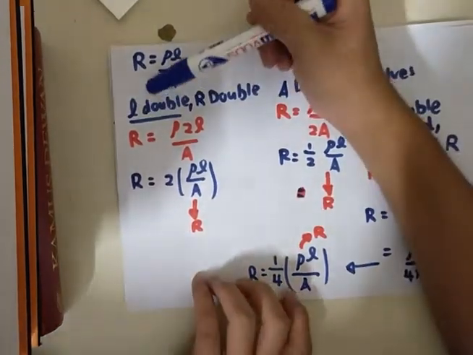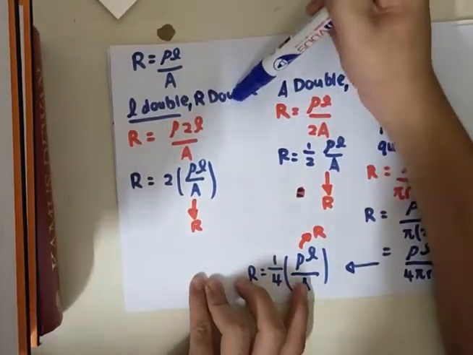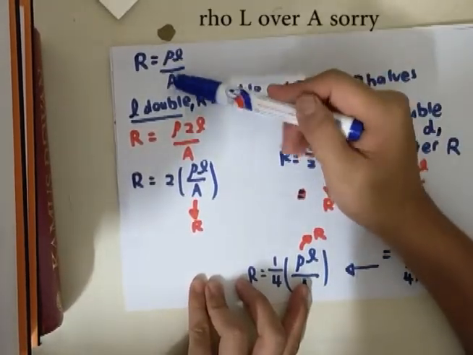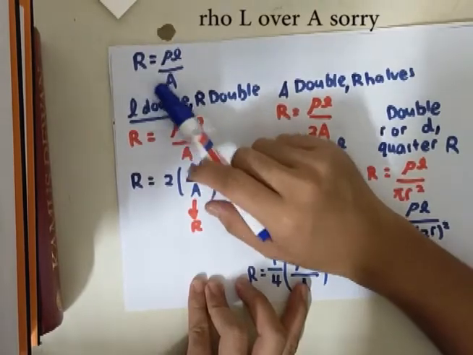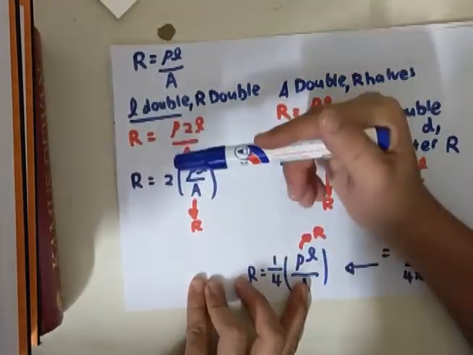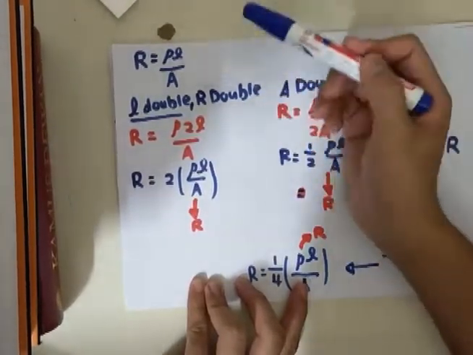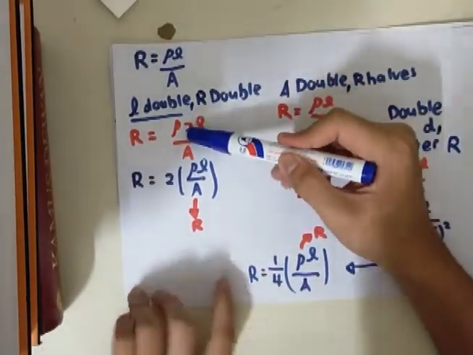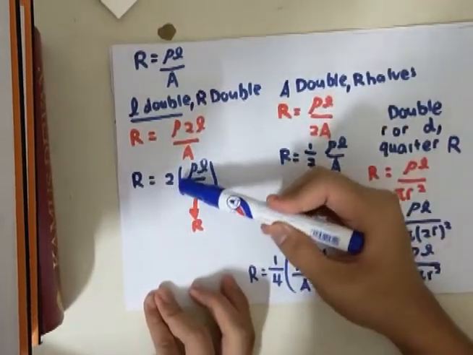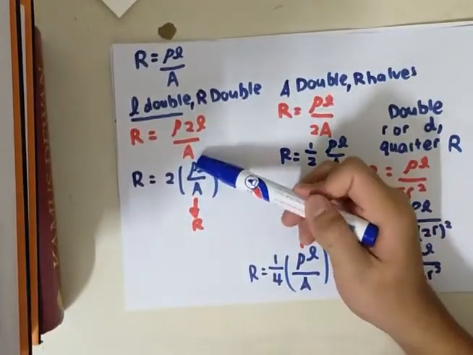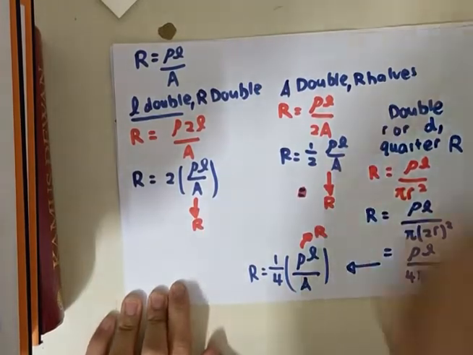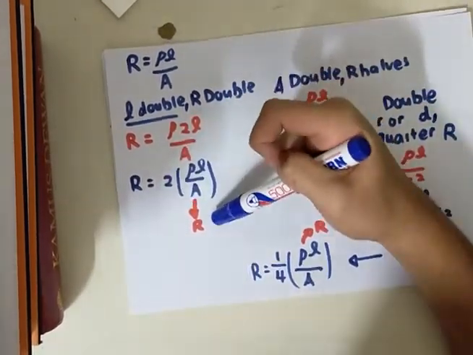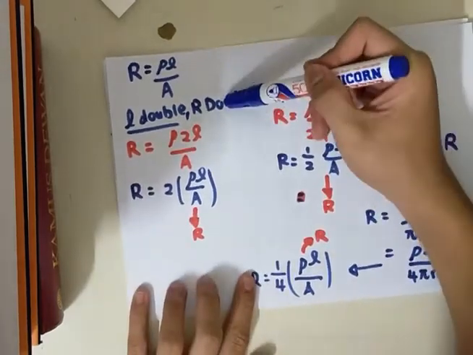So let's see: if your length doubles, your resistance doubles. Why? Because look at this. R is your resistance. The resistance formula is R equals rho L over A. So when my length doubles, I'll put 2L here. Then I'll just move my 2 out: 2 times rho L over A. So rho L over A is my resistance. If I double my length, it will be twice the resistance, meaning my resistance would double.